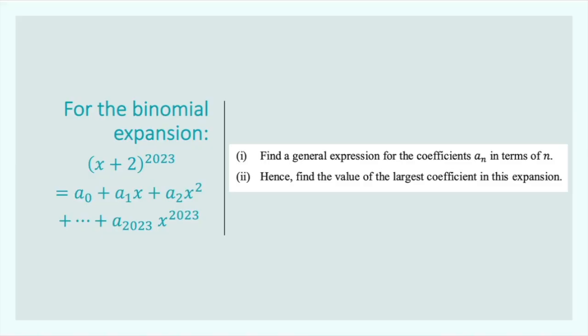So here is the question that Anatol is going to go through with us. We've got an expansion. A popular thing for people writing maths questions to do is to put the current year in there. So there's 2023s in there. We need to find a general expression for the coefficients of that expansion. See that they range from A0, A1, A2, all the way to A2023. And then also find the value of the largest coefficient in the expansion.